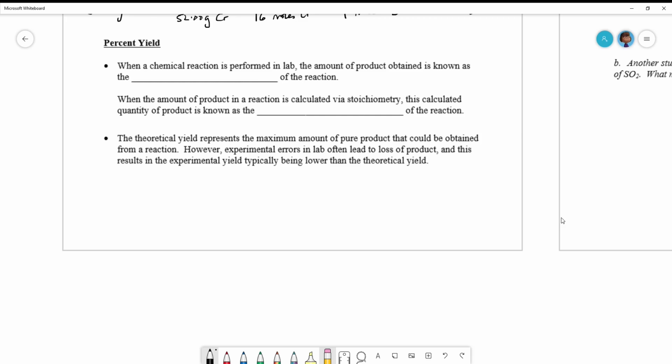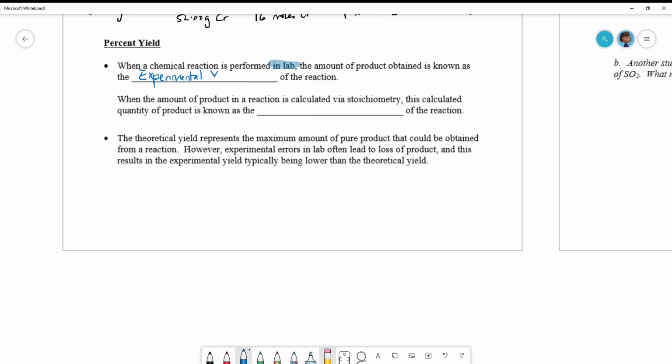So, percent yield, the last chapter 3 topic, and you're done for the week. What is percent yield about? Well, percent yield is actually percent yields of products. Percent yield deals with the amount of product formed in a reaction. Now, it turns out we can either make product in a lab, the real life way of making product, or we can use stoichiometry to calculate amounts of product. Well, whenever a product is produced in a laboratory, meaning that you do the reaction in the lab, you collect the product, you weigh the product, the product quantity is then known as the experimental yield of the reaction.